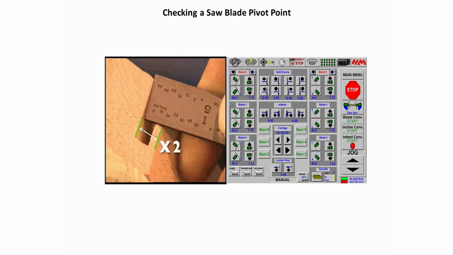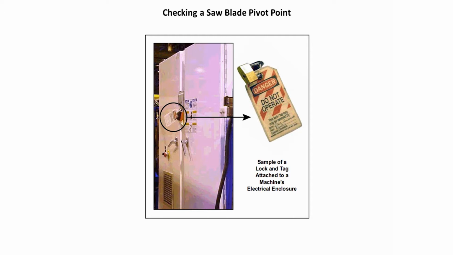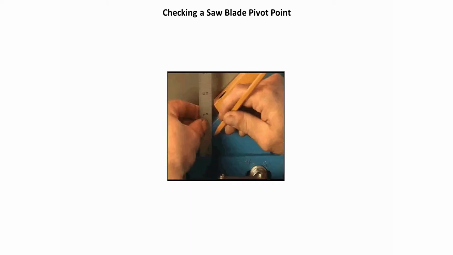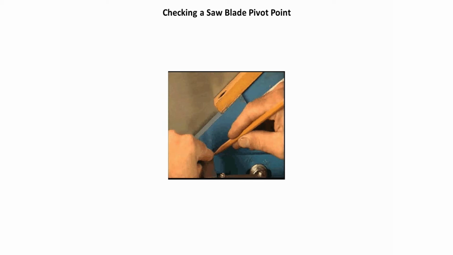Perform a lockout tagout procedure on the machine. After this is done, draw a horizontal line as a plumb reference point across the top edge of the motor mounting plate. Next, make a vertical line on the angle casting and a small line on the edge of the motor mounting plate.